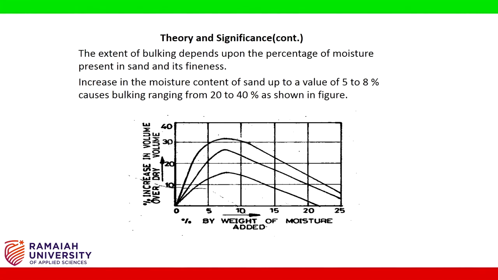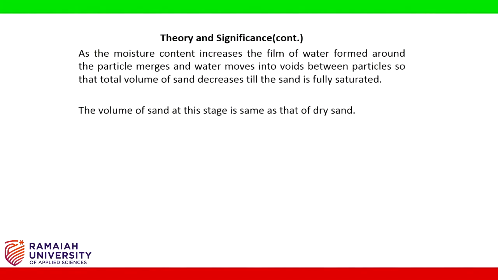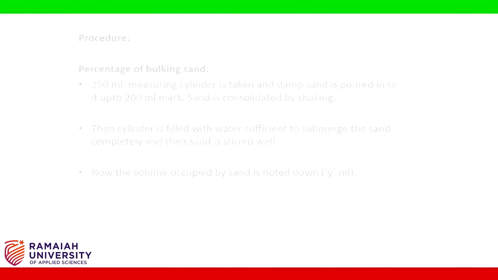An increase in the moisture content of sand up to a value of 5 to 8% causes bulking ranging from 20 to 40%, as shown in the figure. As the moisture content increases, the film of water formed around the particles merges and water moves into the voids between particles, so that the total volume of sand decreases till the sand is fully saturated. The volume of sand at this stage is the same as that of dry sand.